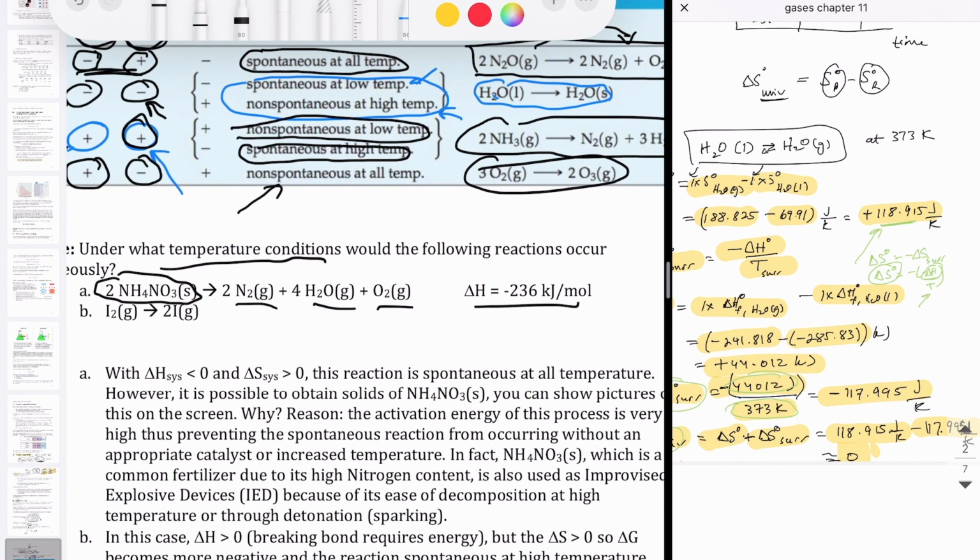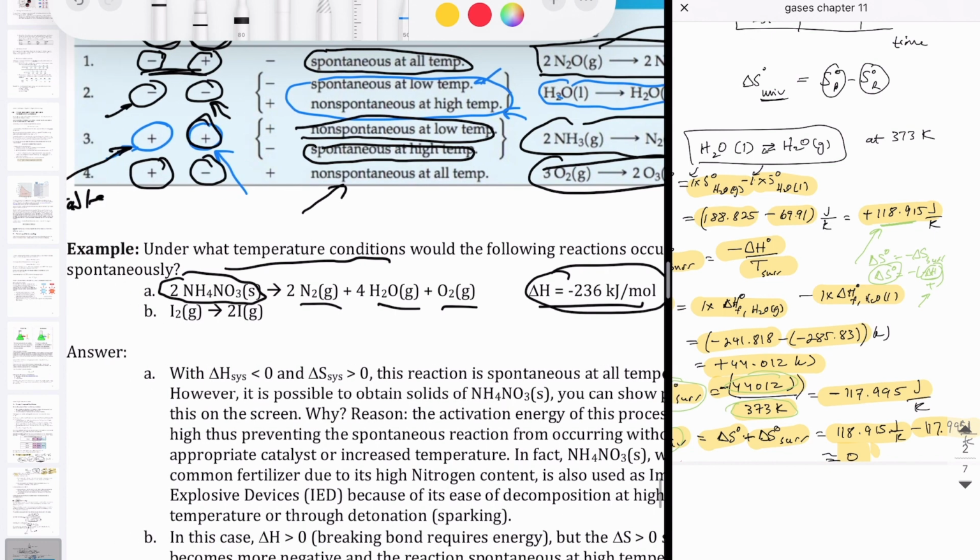The delta H is very exothermic, it's negative 236 kilojoules per mole. So that's favorable, right? Whenever you have an exothermic reaction, that's favorable. That makes it more likely to be spontaneous. And then the next thing we need to look at is, what about the entropy here?